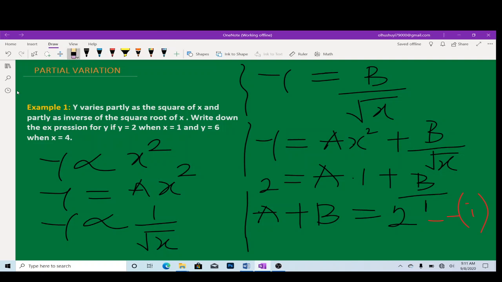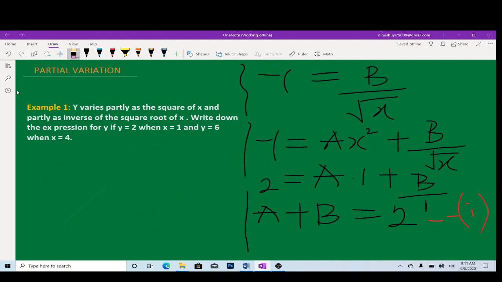Let's go to the second statement. Don't forget, this is our formula, this is what we are using: y is equal to ax squared plus b over the square root of x. Here they now say that when x is 4, y is equal to 6. When y is 6, you have 6.